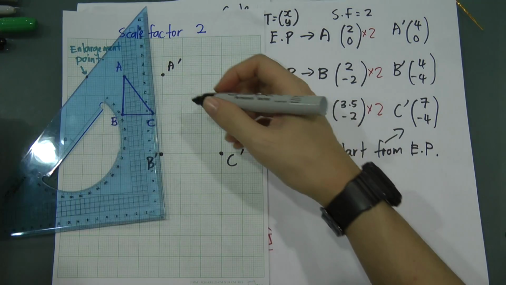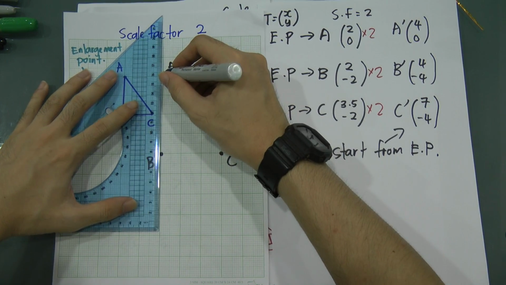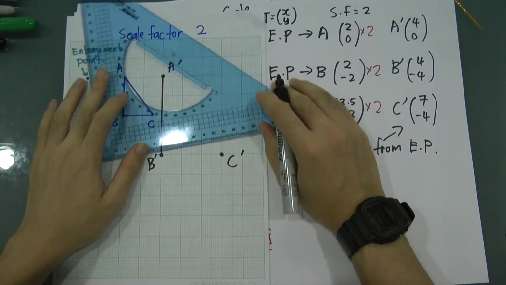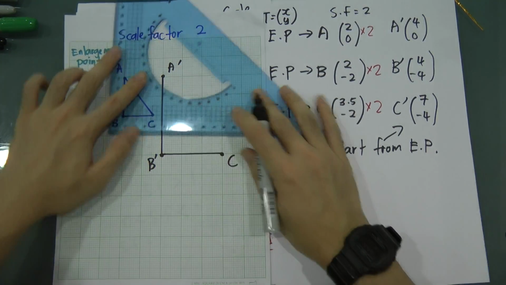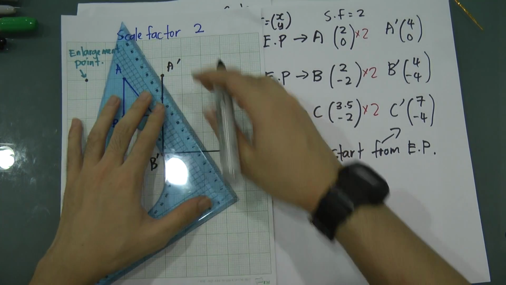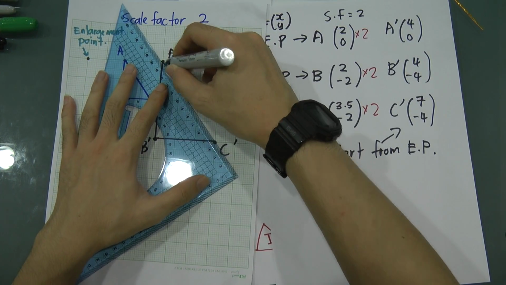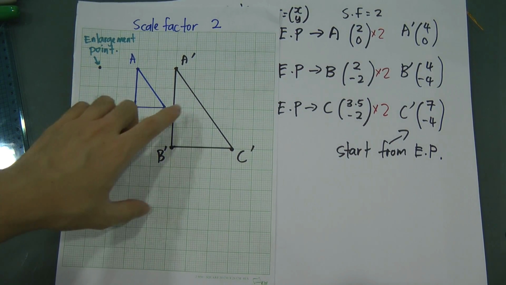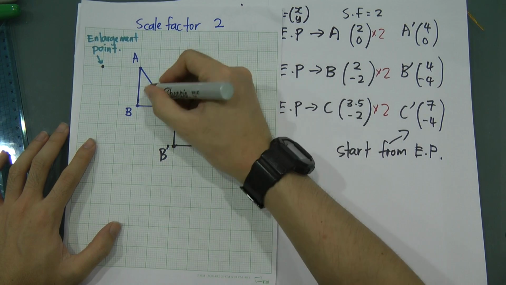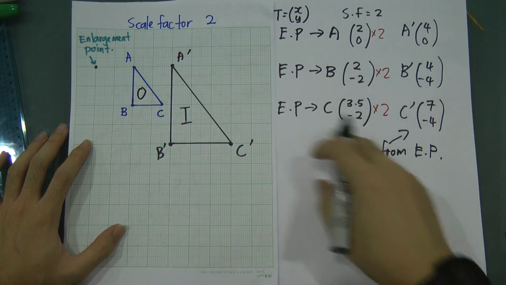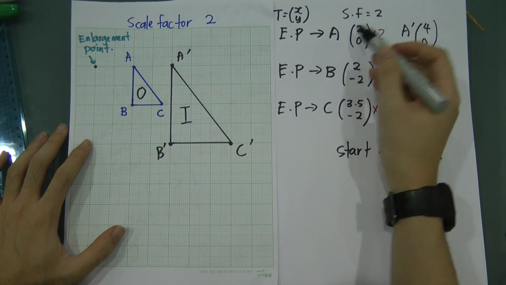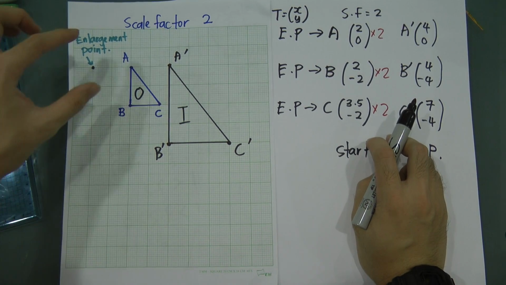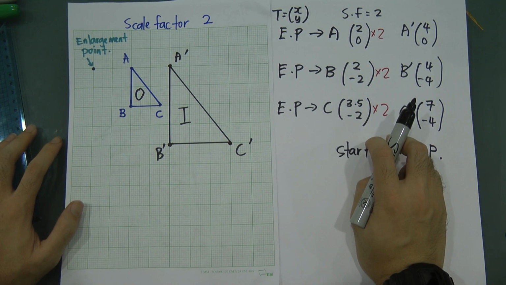Then I just use my ruler to connect them. I will get my image. Okay, this ruler is too big sometimes. Alright, so this is how to find the image. This one is the image, this one is the object. So you can see how this actually happened. If the scale factor is 1/2, you just multiply 1/2 to all this translation, and the image will become smaller.